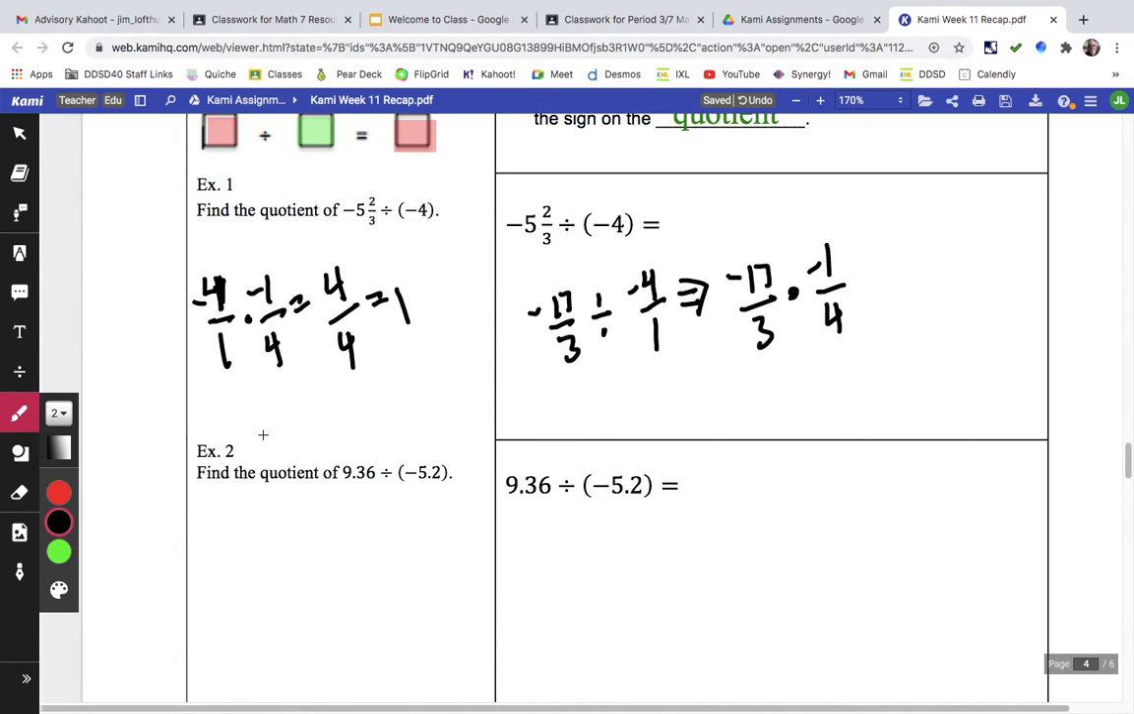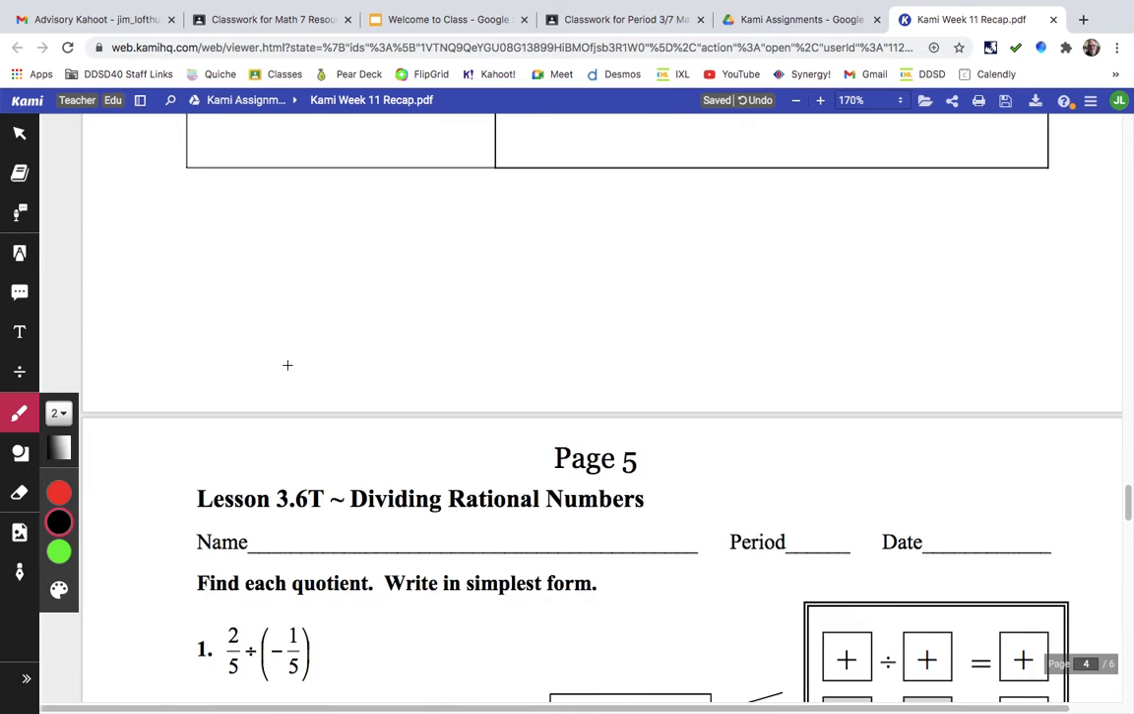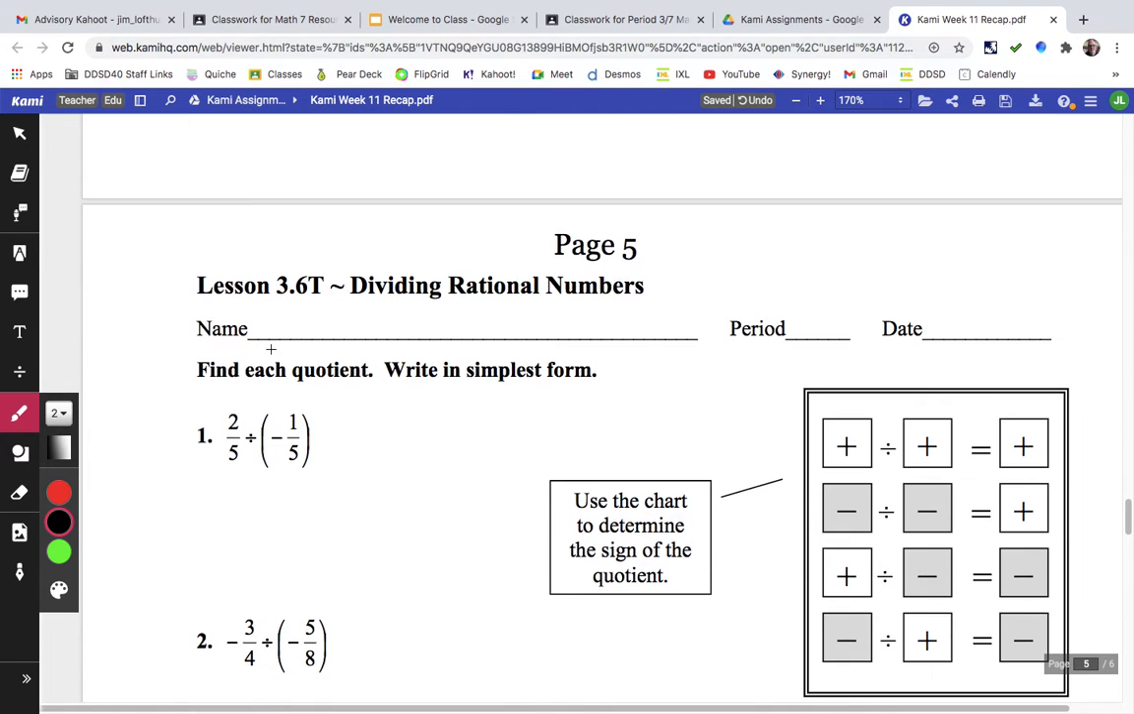So that's what a reciprocal is. Here it is, reciprocal. And so that is 17/12, which is equal to 1 5/12. And we'll save that one for tomorrow's recap, and then we will be working on this tomorrow.